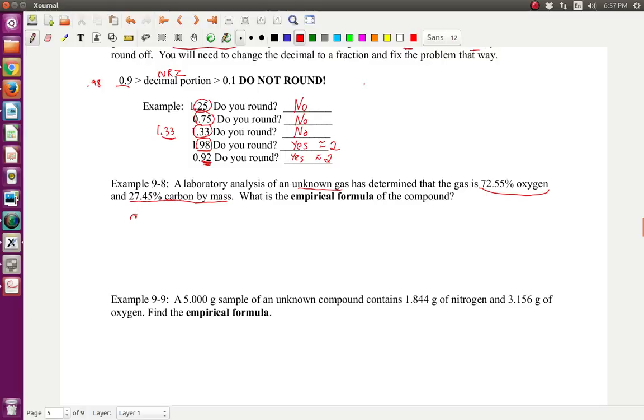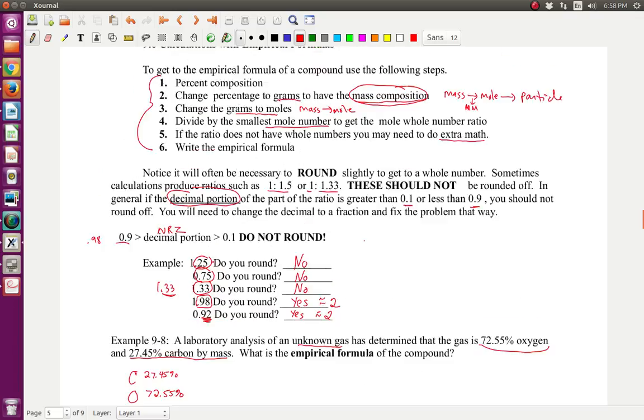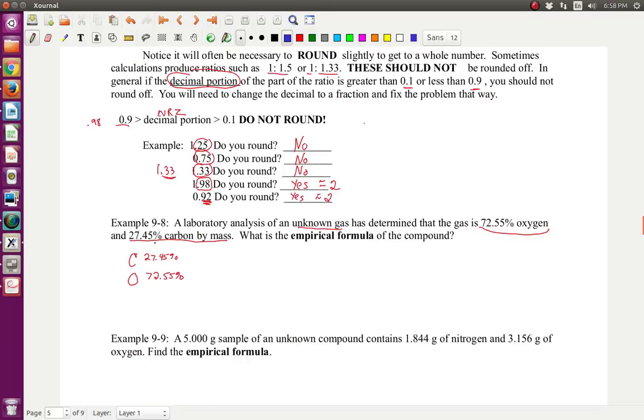I'm going to list my carbon first and then my oxygen. Carbon is 27.45% and oxygen is 72.55%. Okay, what's my first step when I have the percent composition right here? Change the percentages to grams. So I'm going to go down here and I'm just going to pretend these are grams. What I'm saying is I don't know how much I have.